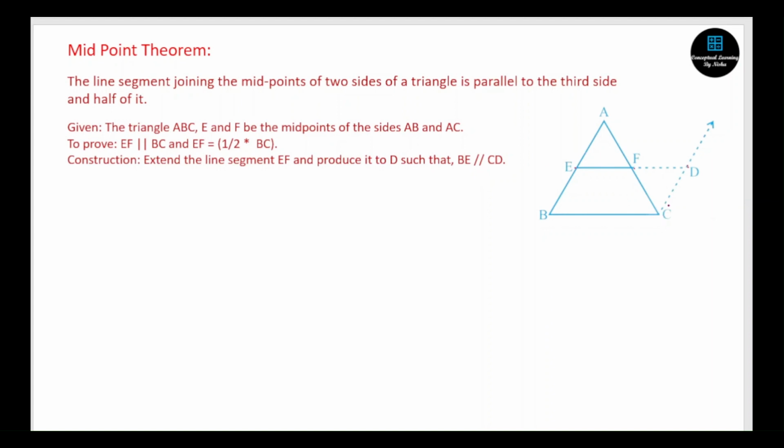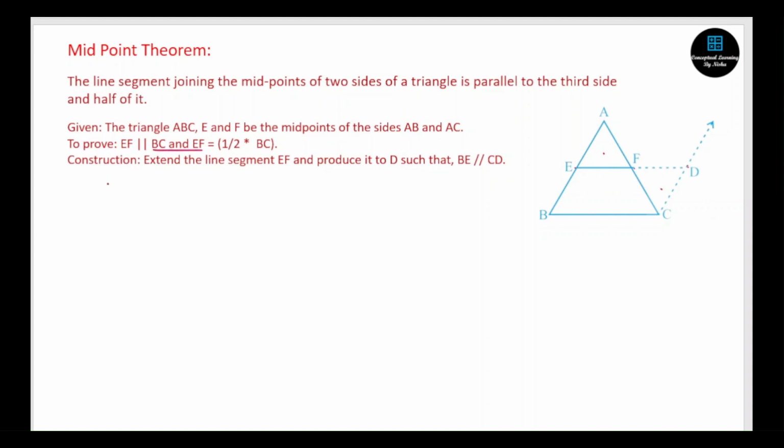Now can you see these two triangles here? We have to prove EF is parallel to BC. For that, what are we trying to do exactly? We are trying to prove BEDC is a parallelogram, and based on that, we'll prove that F is the midpoint of ED, and based on that, we'll prove the result which we are looking for.